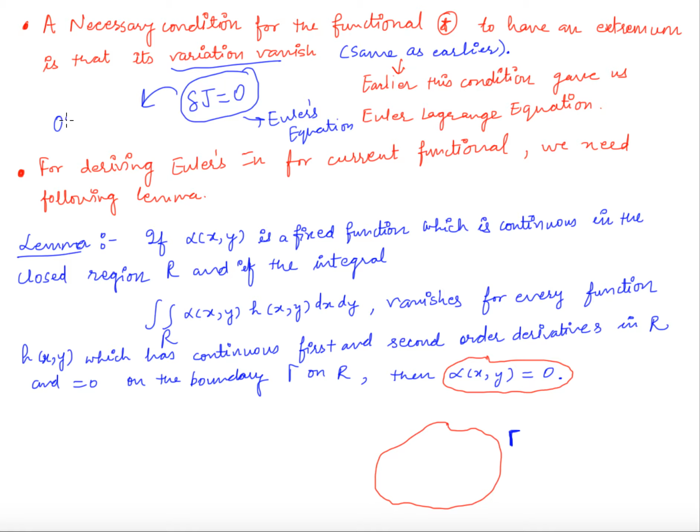the Ostrogradsky equations. In this particular case, for the function of one variable we got Euler's equation, and for a function of two variables, or more than one variable, we'll get Ostrogradsky's equation when we apply this condition that the variation of the functional should be 0. We already know why this is a necessary condition for the extreme value of the functional.